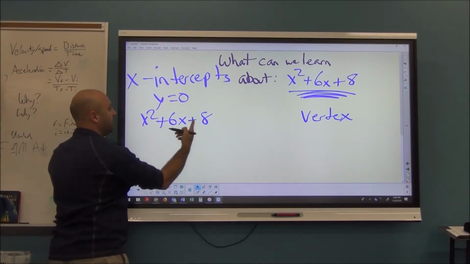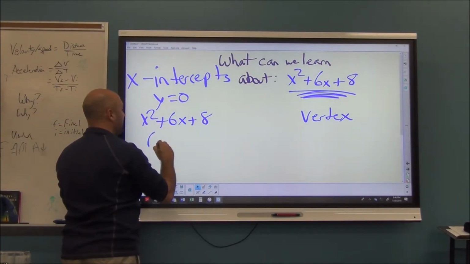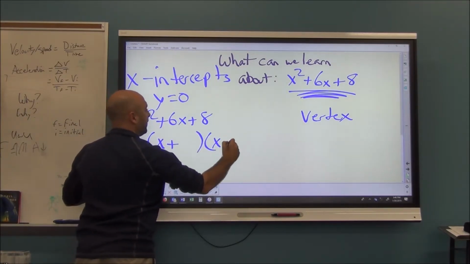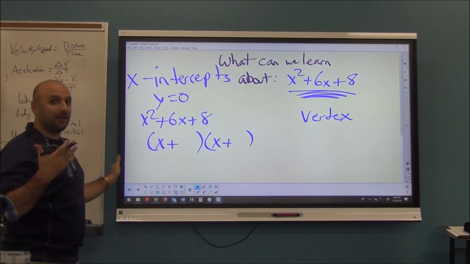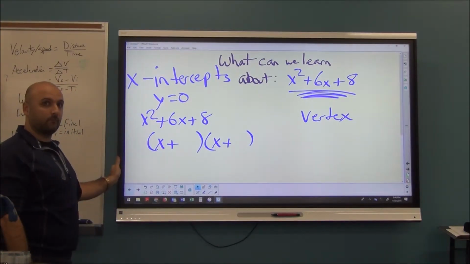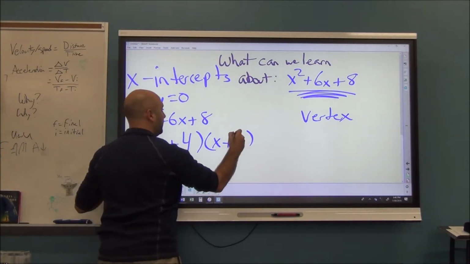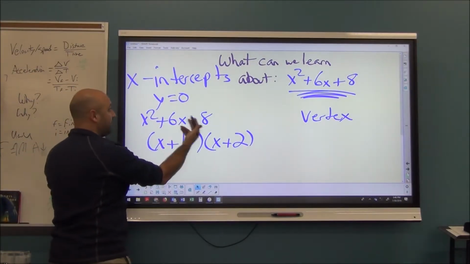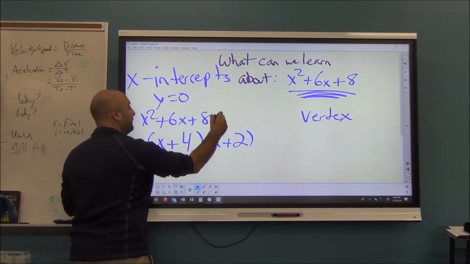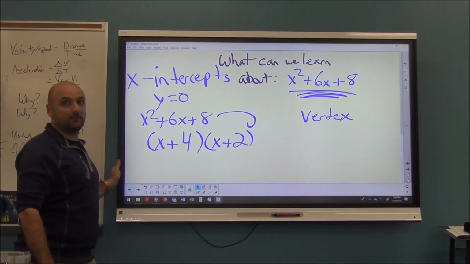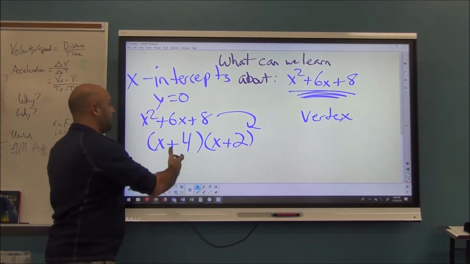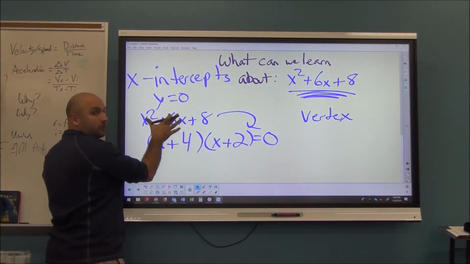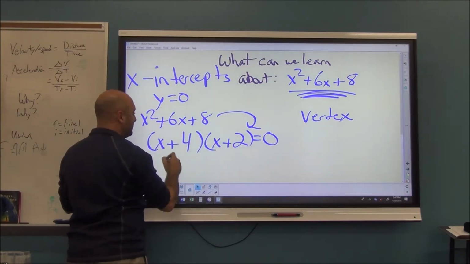I'll start by factoring. What I need is two numbers that multiply to 8 and add to 6. I'll give you some time to think. What two numbers would work, multiplying to 8 and adding to 6? 4 and 2. These are my two factors. This is what we call intercept form. It's the same function, just rewritten for the x-intercepts. If I want to find the actual x values, I set it equal to 0. These are my factors of the original quadratic, and when I have my factors, I can set each of them equal to 0.